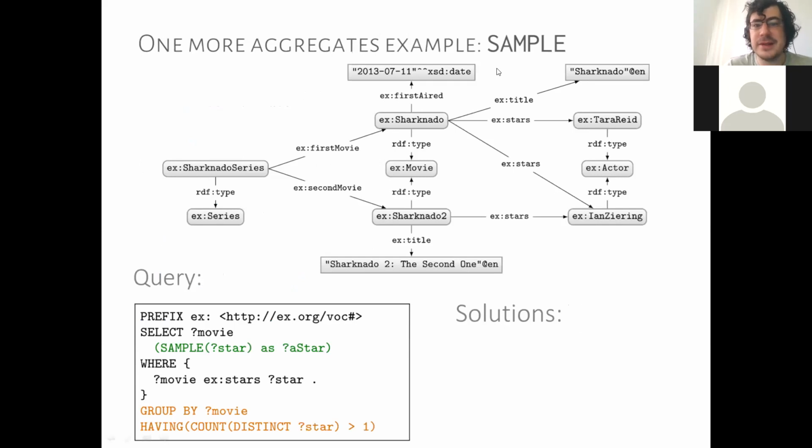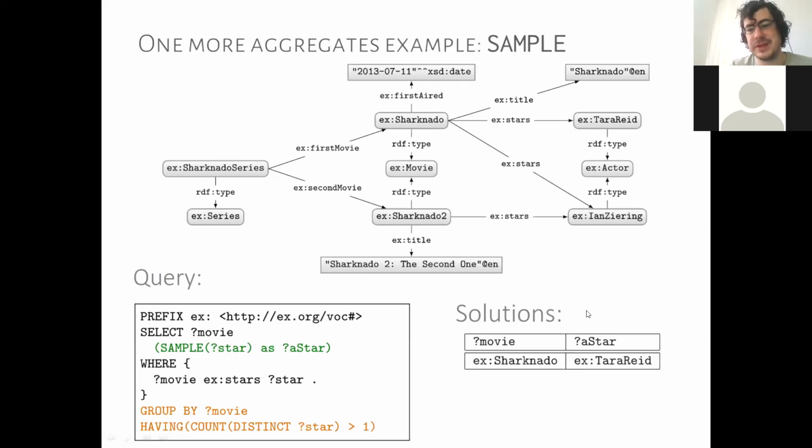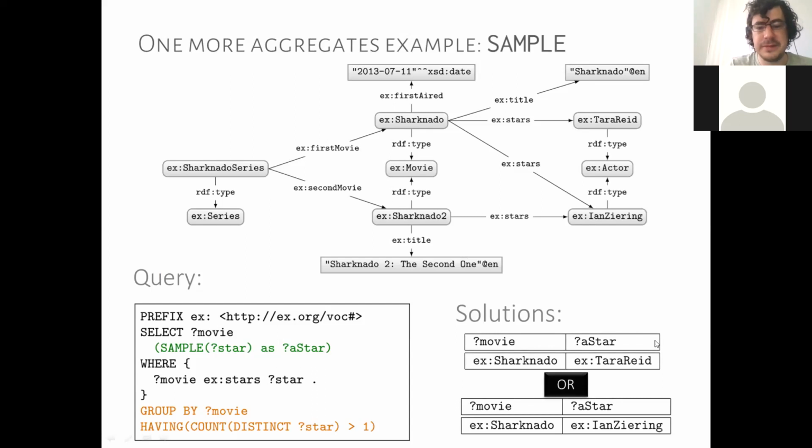Okay, so one more aggregate to take an example that's not count. We can take sample. So here, for every movie, we're doing the same thing. Here, we're actually applying a different aggregation in the select. So we're still looking for movies with more than 1 star, and then we're going to sample randomly a star for that movie instead of counting them. So in this case, we'll have Sharknado, as it's the only movie with more than 1 star. And then we're going to randomly select one of the stars. So we'll select, in this case, Tara Reid. Or we could select Inzuri, right? So either one of these would be a valid solution.